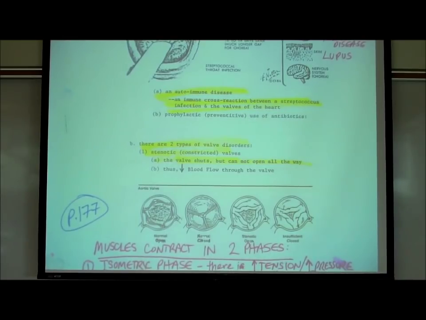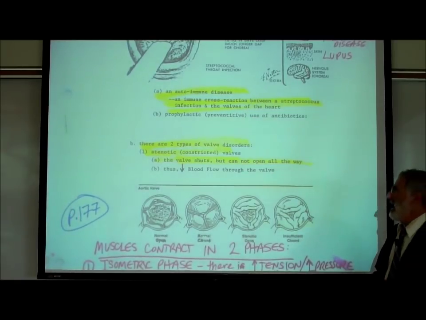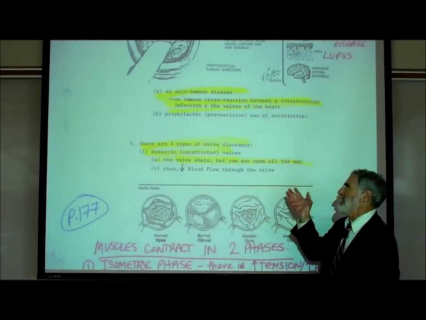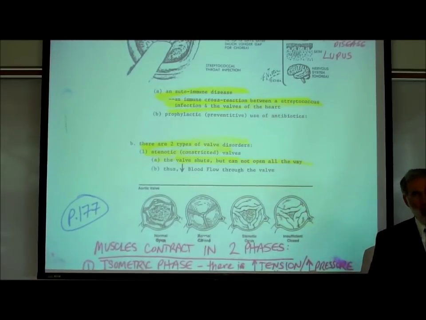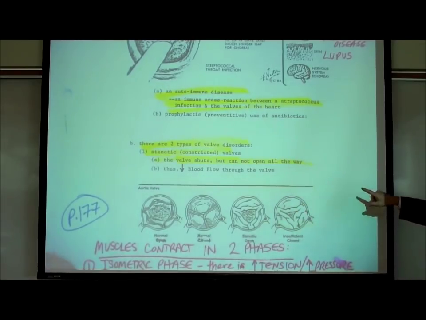All right, now, it could be the opposite problem. It could be that the door opens fine, but it doesn't shut. If the door or valve opens fine, but it doesn't shut, we say it's insufficient. Both problems are equally bad, and they both fundamentally result in a decreased blood flow and regurgitation. So that's what I wrote.